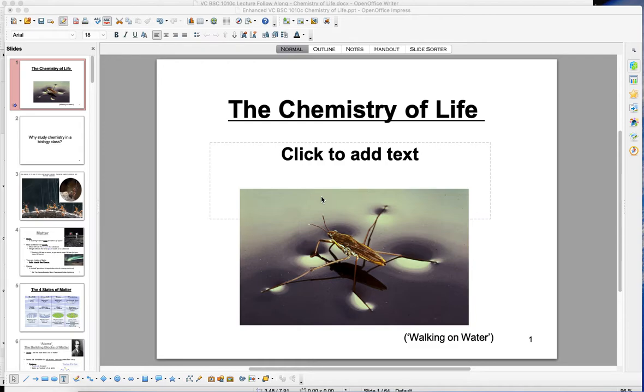Some of the topics that we're going to begin talking about, for example, are the chemical properties of why this little water strider bug is able to walk on water. What is this property of water that allows this little insect to do this?